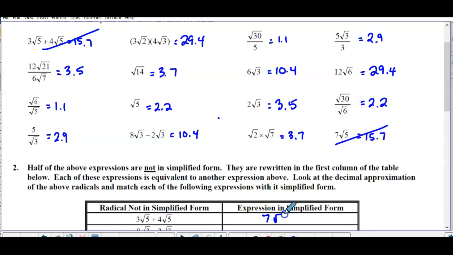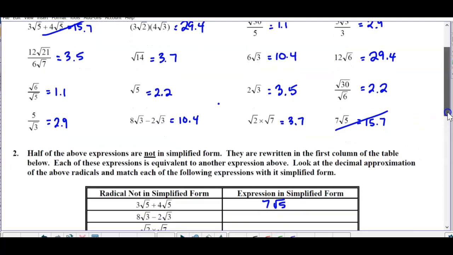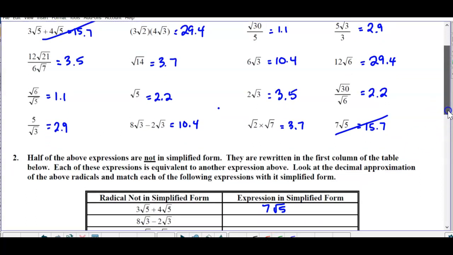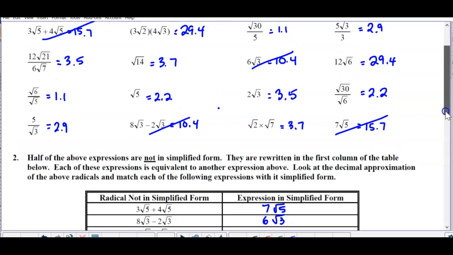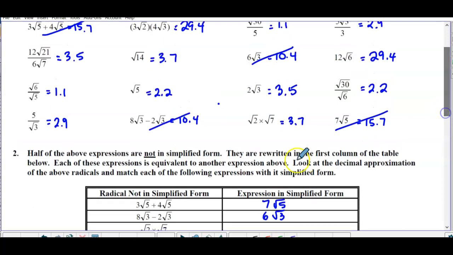Then 8 root 3 minus 2 root 3. So that's this one. That's the same as 6 root 3. Then root 2 times root 7 is, where is that? Here, 3.7. That's the same as root 14.